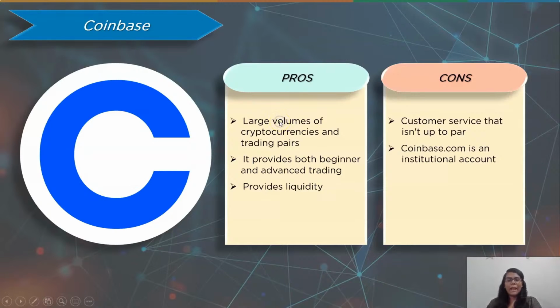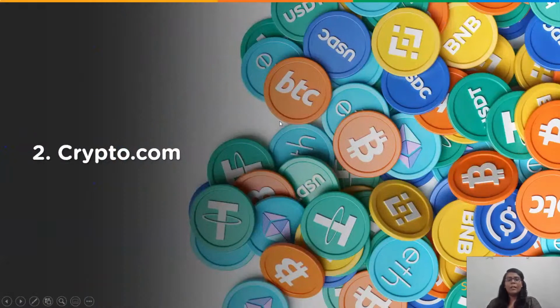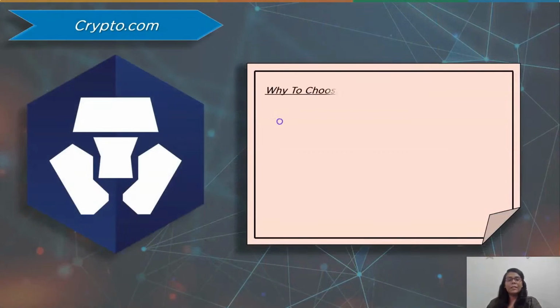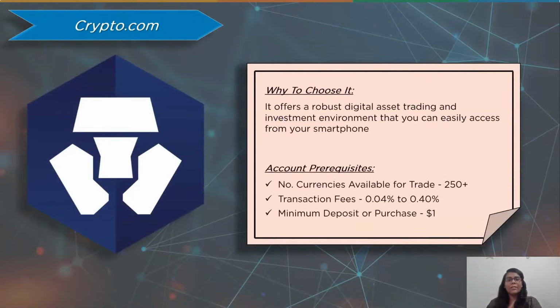Moving on, next we have Crypto.com. Crypto.com offers a diverse digital asset ecosystem that includes its own blockchain, the Crypto.org chain, a native token known as CRO, a crypto Visa card, yield generating crypto products, and more. It was chosen as the top mobile crypto exchange application because it offers a comprehensive digital asset trading and investing environment that you can access from your smartphone. Now, let's have a look at the account prerequisites for Crypto.com.